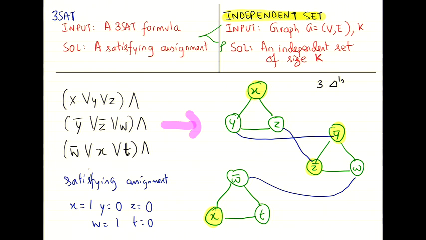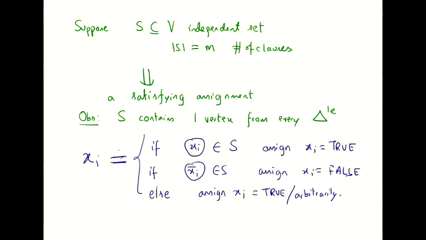And the assignment is well defined because there's always an edge between a vertex labeled xi and a vertex labeled not xi. Therefore, you'd never be confused whether to assign xi to be true or false. It cannot be that both xi and not xi belong to the set S. Only one of them will belong. So this is a valid definition, and it gives you a valid satisfying assignment to the formula. So we proved in both directions that you can map the solutions. Any question? Yes.